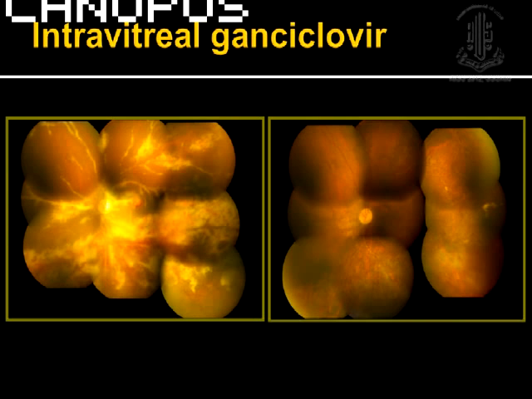So here you see a patient with gross CMV retinitis involving the fovea and the disc. So in these cases, intravitreal ganciclovir is very important because it's threatening the fovea and the disc. Here you see the remarkable improvement with repeated intravitreal ganciclovir injection of CMV retinitis.